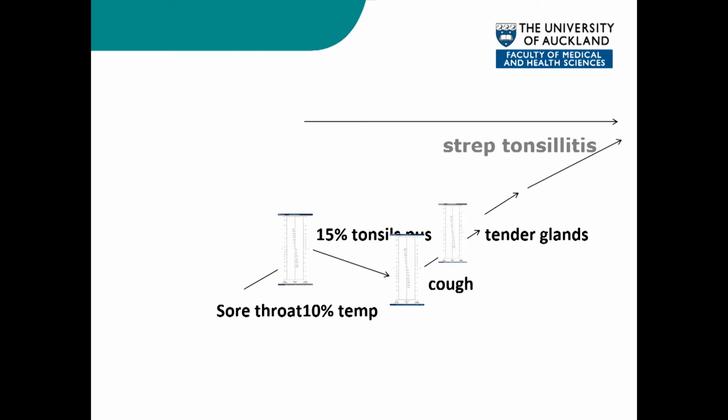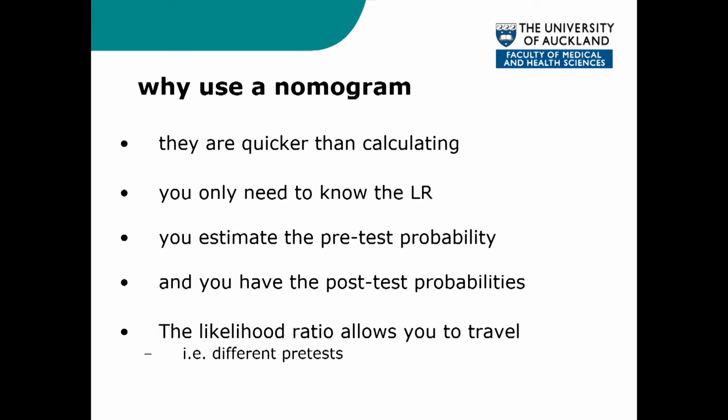flow chart we looked at before, with each question having a nomogram in it. So there's a nomogram going from the sore throat to the 15% tonsillitis, a nomogram going for the absence of cough, a nomogram going from tender glands upwards as we make our way up to getting a diagnosis of streptococcal tonsillitis. So why would we use a nomogram?